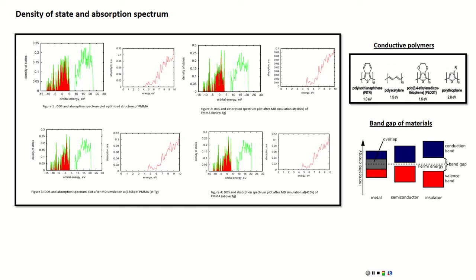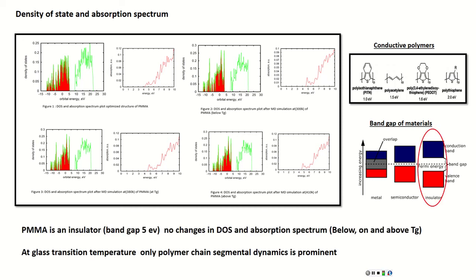If you see the density of state and absorption spectra, there is no change at 3 temperature because PMMA is basically polymer. The band gap is almost 5 electron volt.